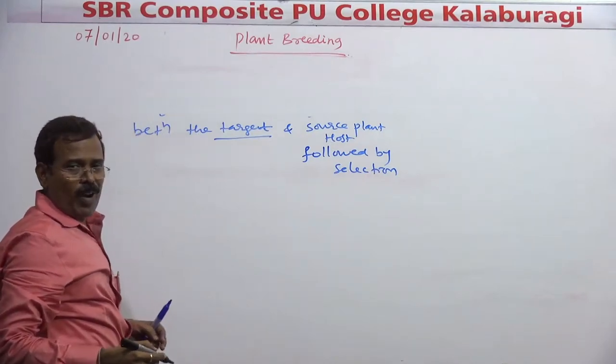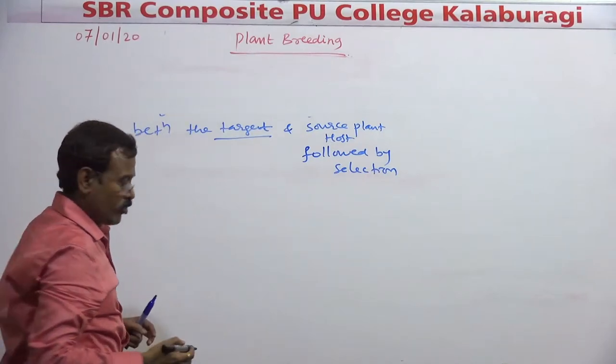So the next one now, plant breeding for developing resistance to insect pests.